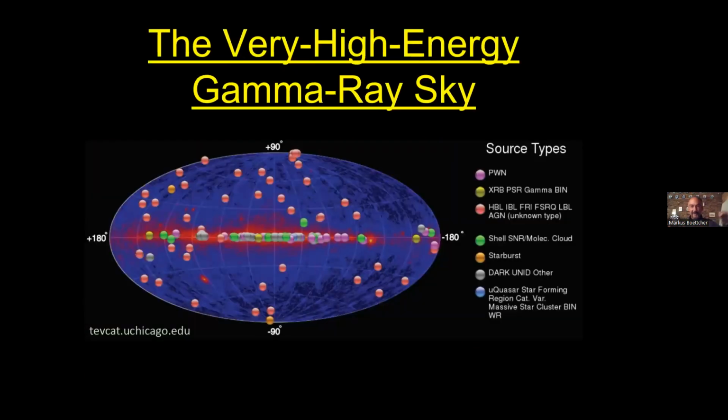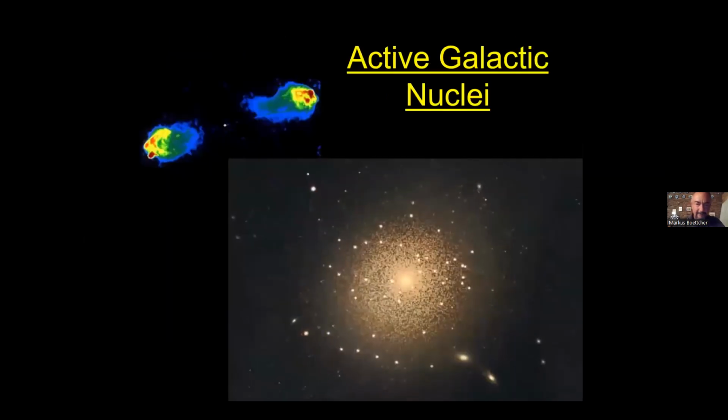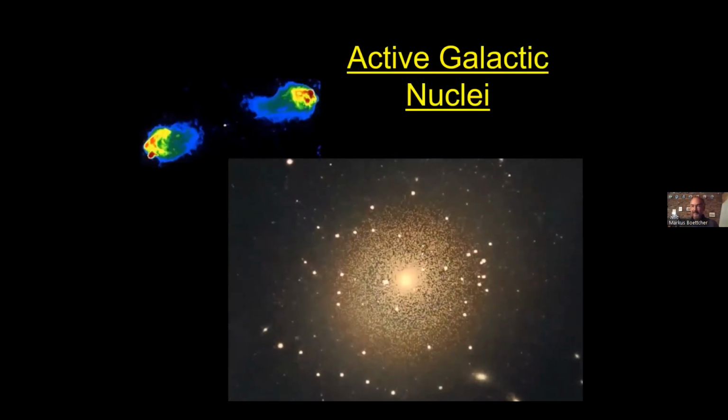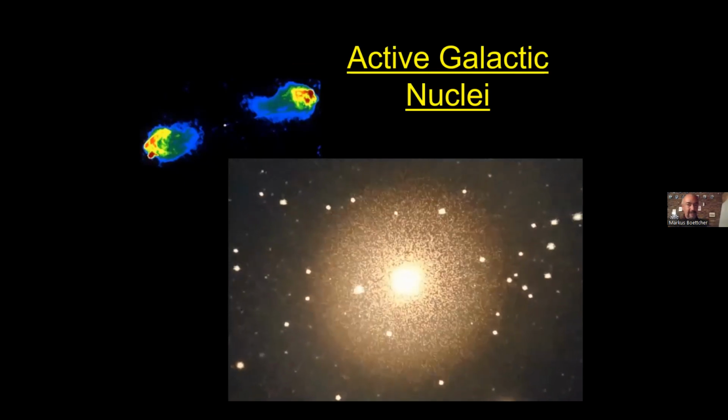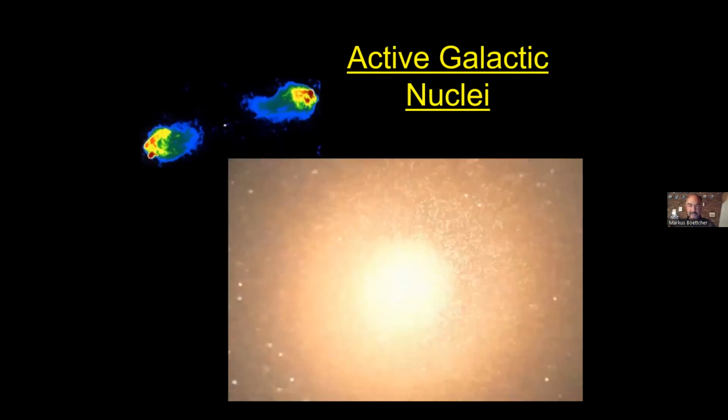Now, these were all sources within our own Milky Way. Let's talk a little bit about sources that are outside of our Milky Way, related to other galaxies. There, the most prominent source class is called active galactic nuclei, or AGN.